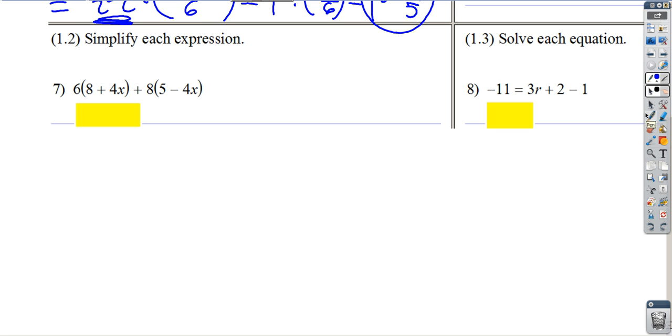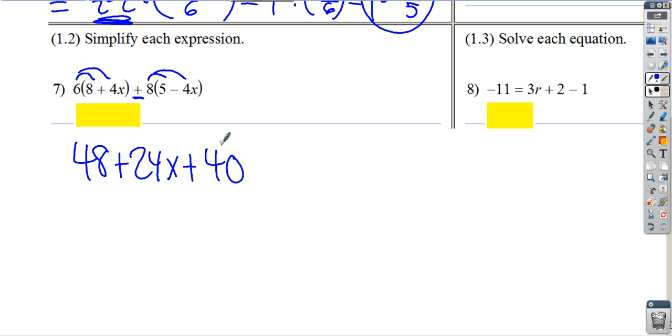This one's a little bit trickier because we have all these parentheses here, but when you see a number in front of parentheses, usually you just distribute. So 6 times 8 is 48, 6 times 4x is 24x. We still have this plus right here. 8 times 5 is 40, and 8 times negative 4x is negative 32x.